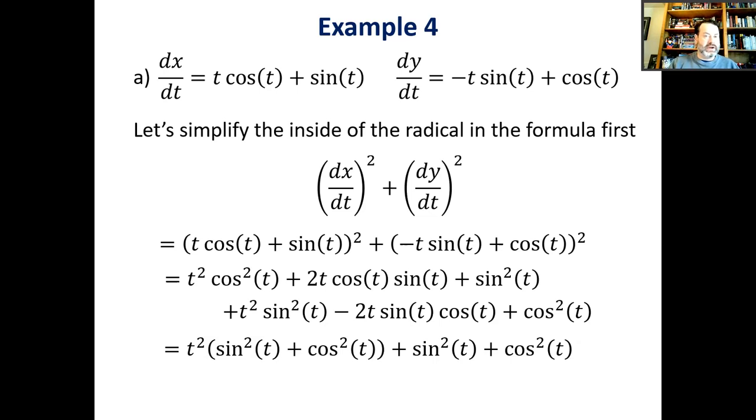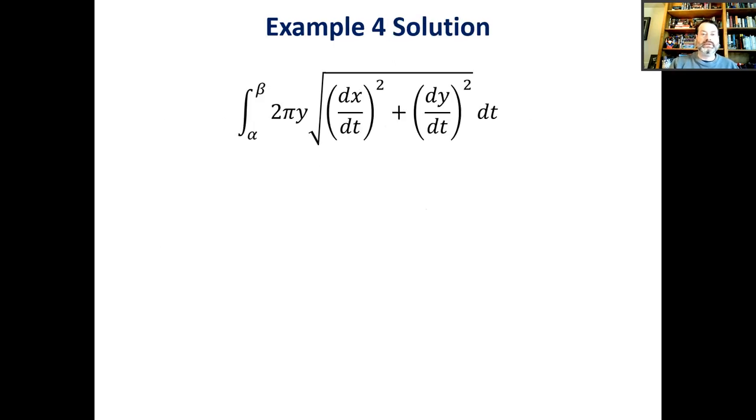So make sure you can do these steps. You guys know the kind of stuff I like to ask on tests. This looks like a pretty good problem, or something like it. So this is 1, sine squared plus cosine squared, and this is 1. So this thing simplifies really nice down to t squared plus 1. So when we set up the big integral, that's going to be in the radical. So there's our big integral.